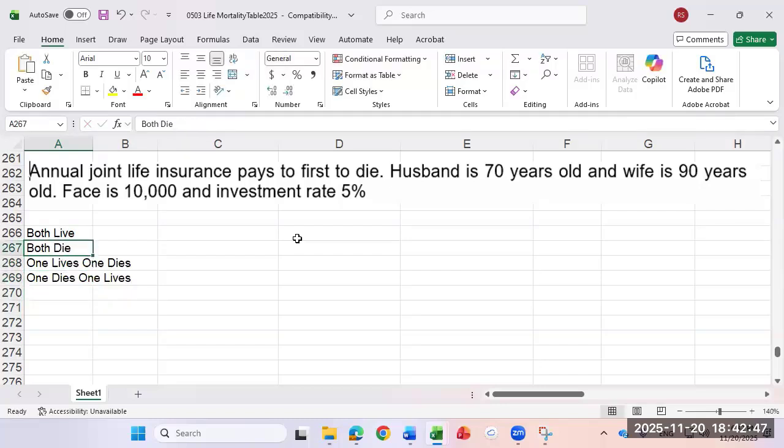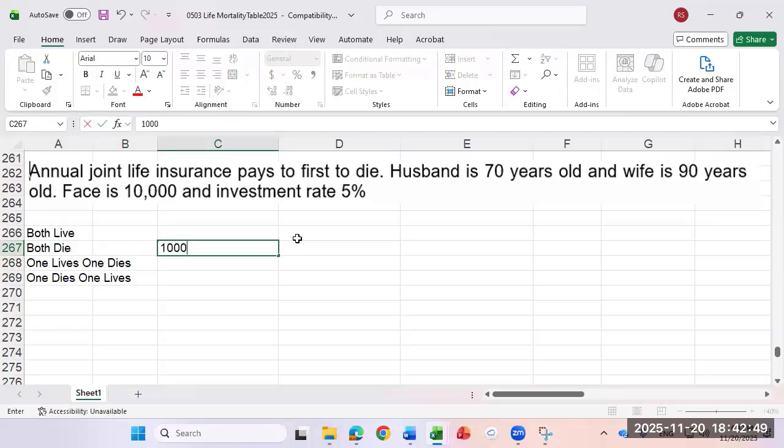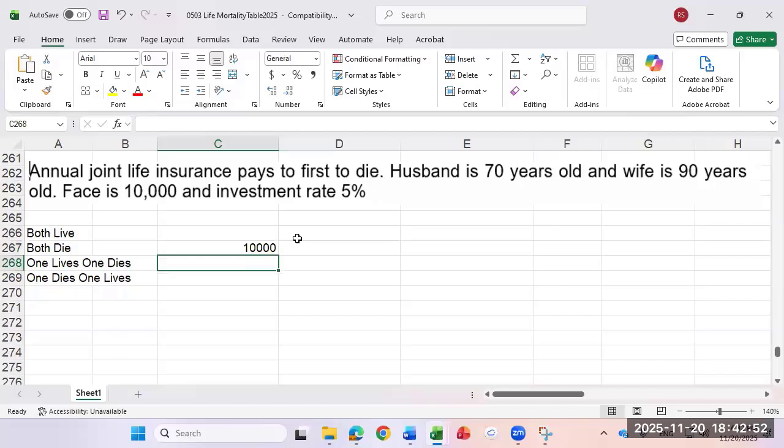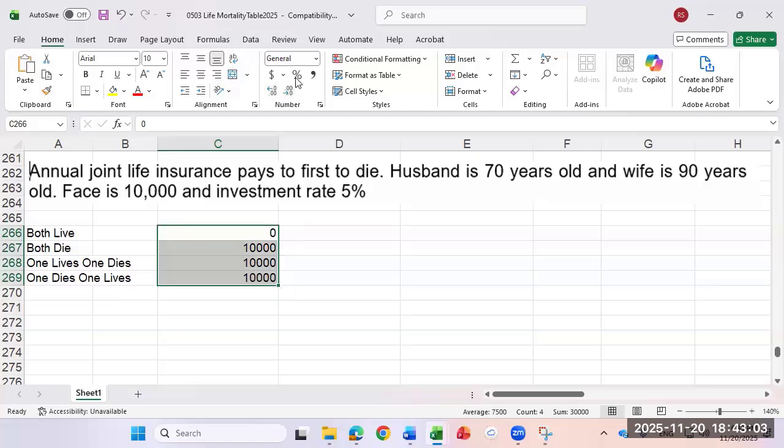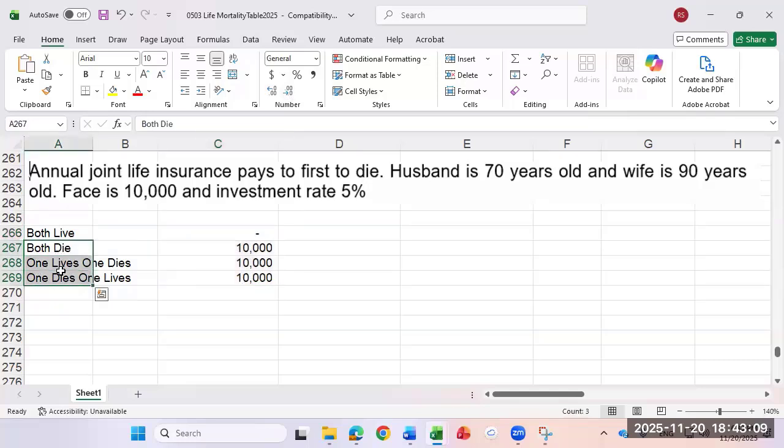This policy pays if both people die, it's going to pay 10,000 bucks. If one lives and one dies, it pays 10,000 bucks. If one dies and one lives, it pays 10,000 bucks. What happens if they both live? Pays 0. All right. So you could do this product by calculating these 3 probabilities, or what could you do? You could calculate this probability and subtract it from 1, and that would tell you the probability of these other 3 happening. Which would we rather do? 3 probabilities or 1 probability? I'd rather do 1, all right?